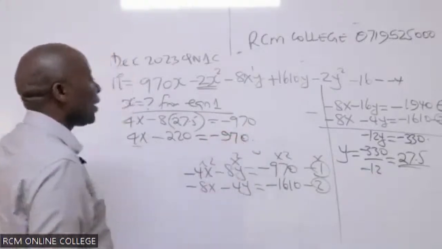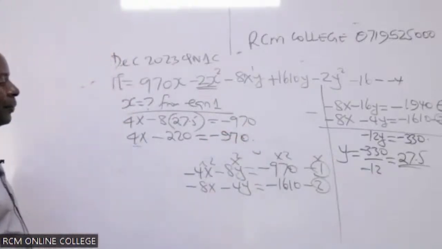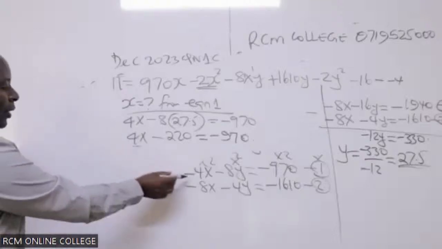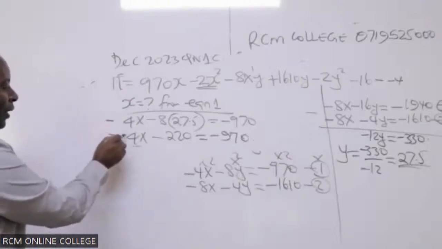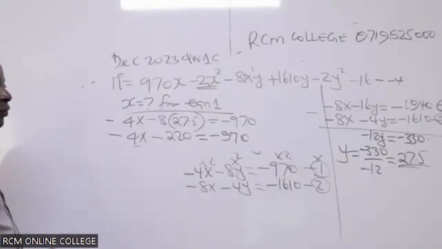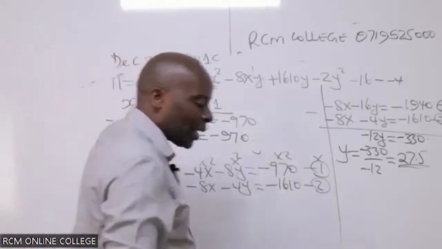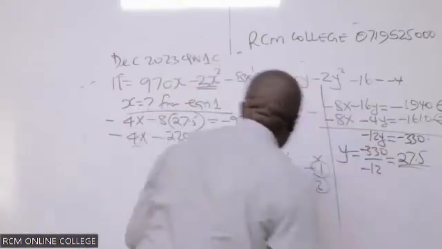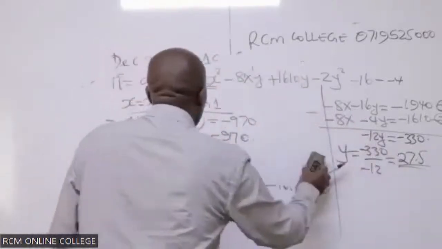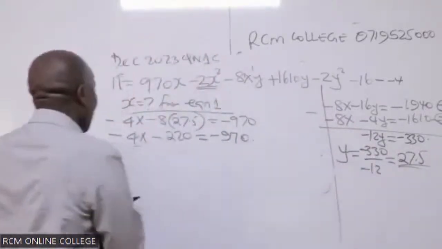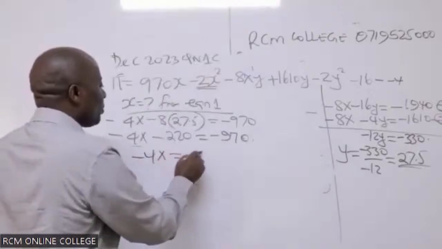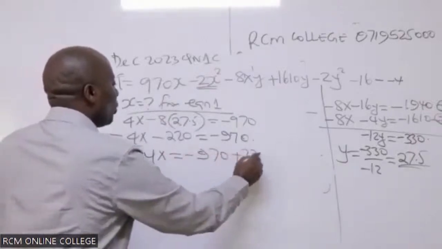Minus 970. Remember this is negative. I mean, how did I leave negative out? It's supposed to be negative. Remember equation 1 has got negative 4 there. So then we want to make x the subject of the formula, so this 220 has to cross over to the other side. So it will be minus 4x equals minus 970 plus 220.